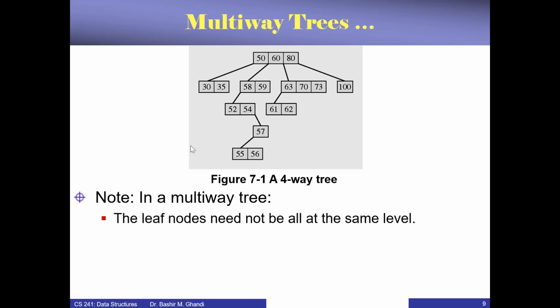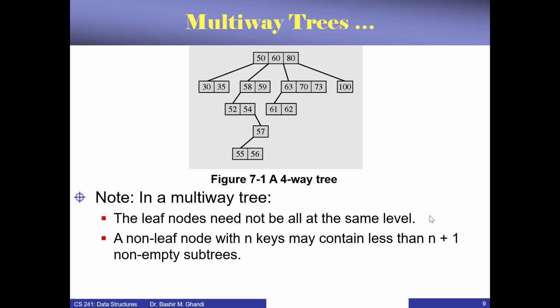So in a multi-way tree, the leaves do not need all be at the same level. So you can see this is a leaf node, this is a leaf node, this is a leaf node, and this is a leaf node, and they are at different levels. This is actually not good. Okay, this is why we want a multi-way tree that will have all the leaves at the same level. And that's why we're going to study B trees. Okay, so this is one issue with general multi-way tree. The leaves may not all be at the same level.